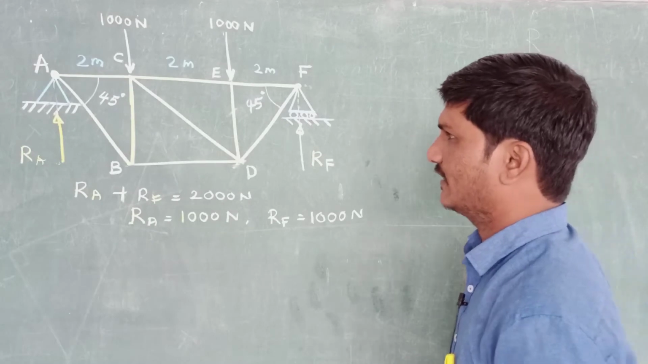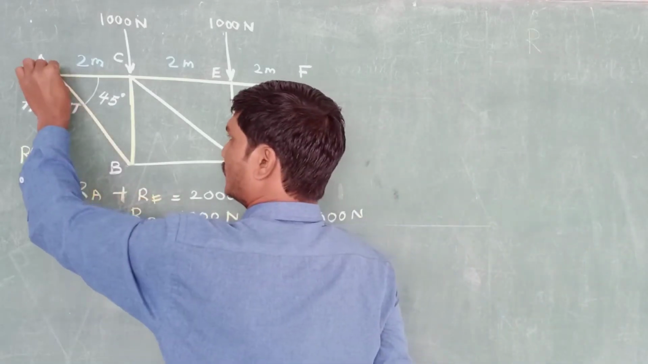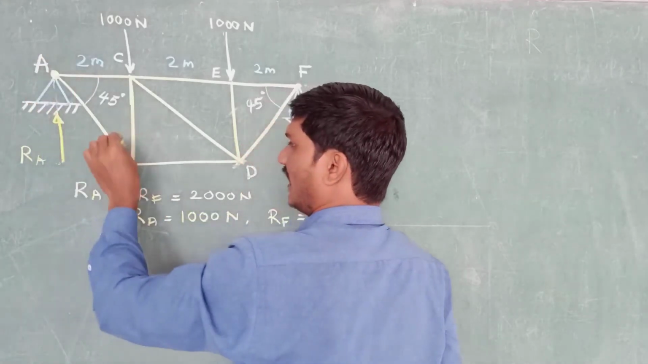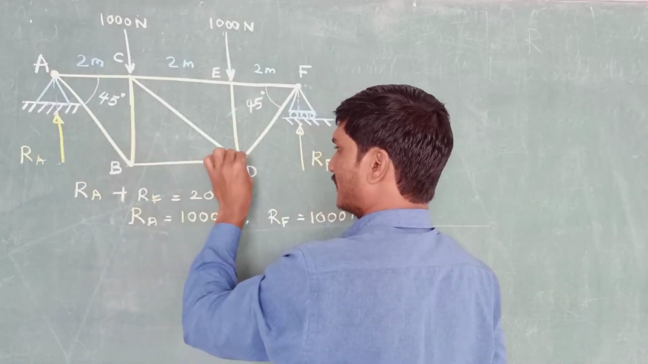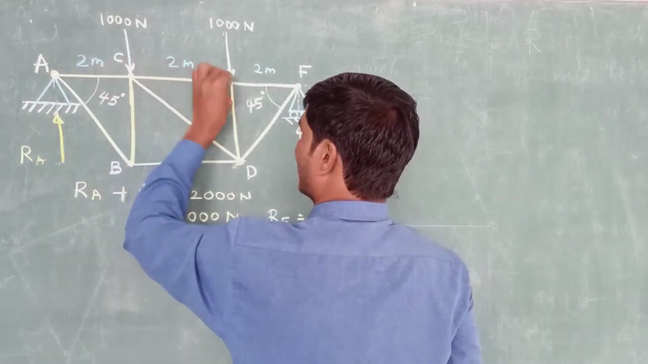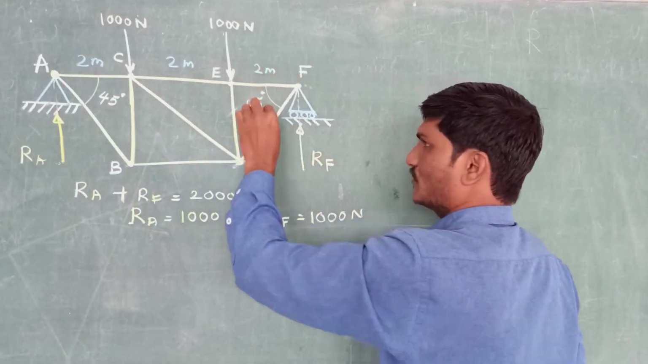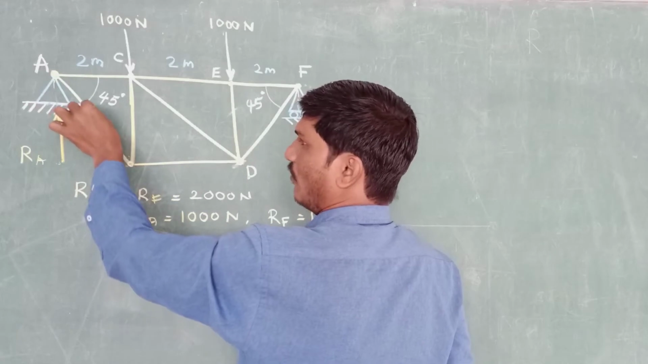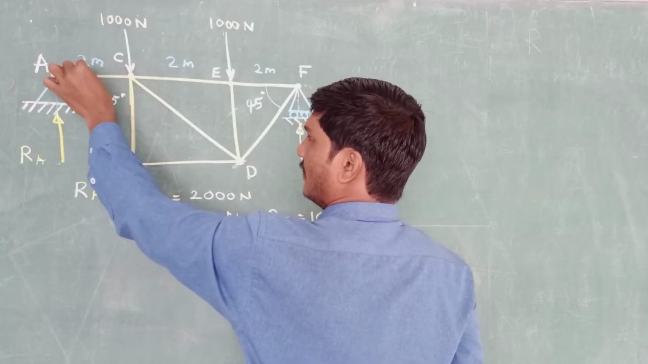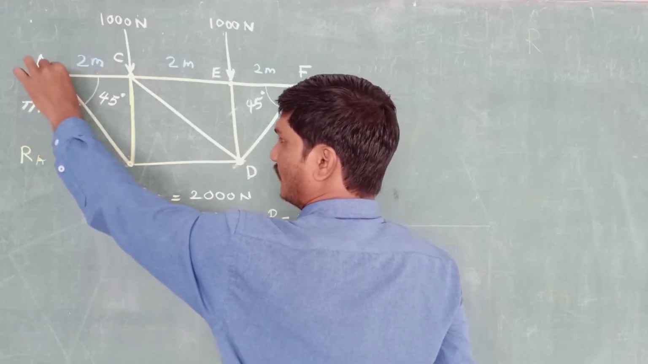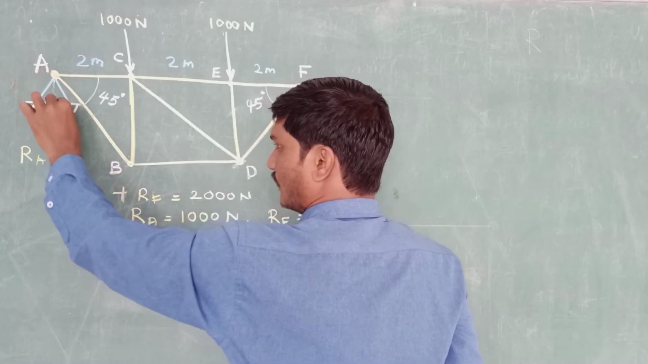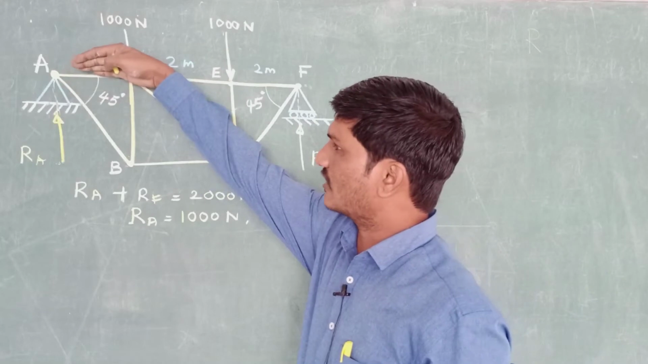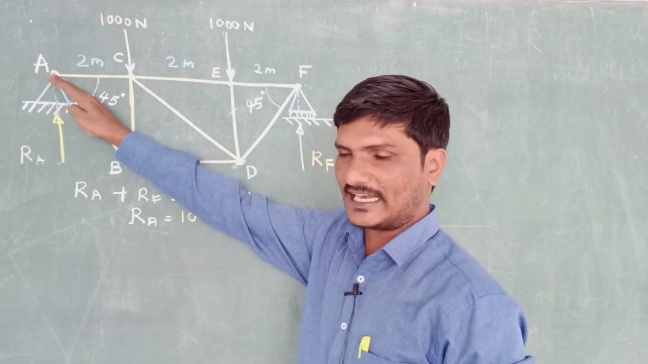After that, you need to calculate the forces at the joints B, D, C, E and F. There are different forces. From A to B there will be one force, and from A to C there will be one force. Now we have only the vertical forces, but you need to calculate the horizontal forces as well as the inclined forces.